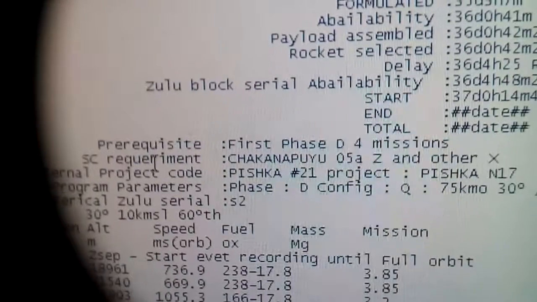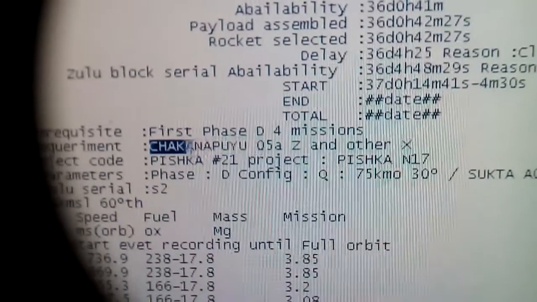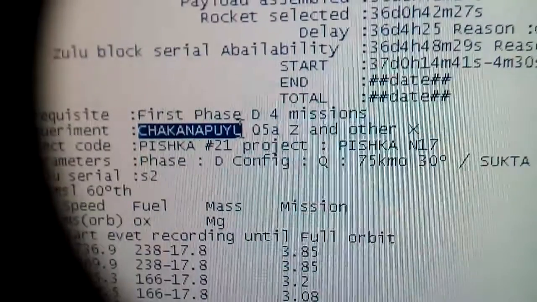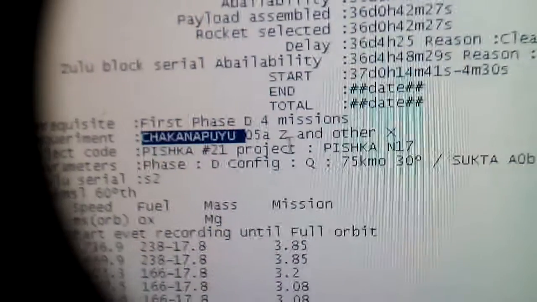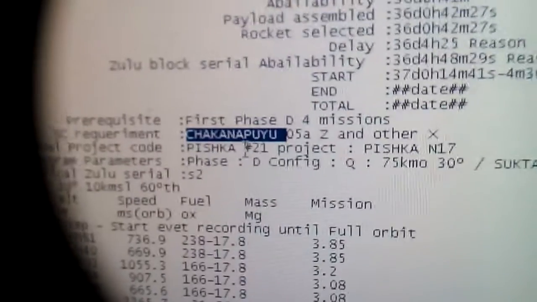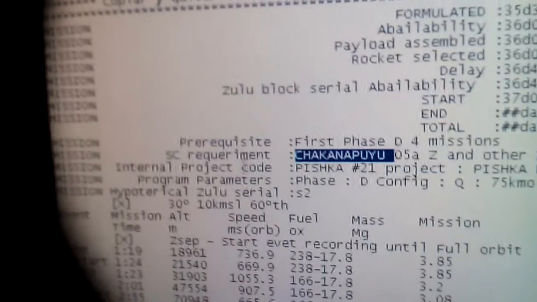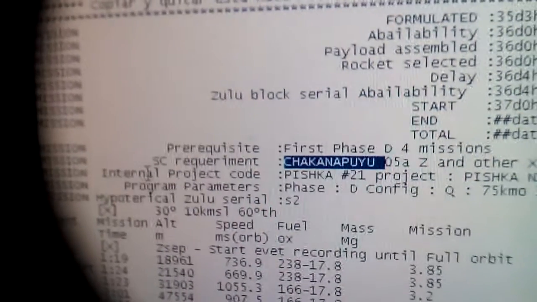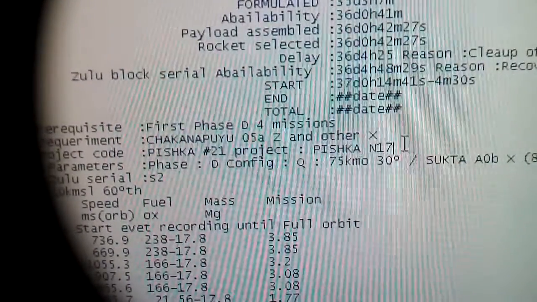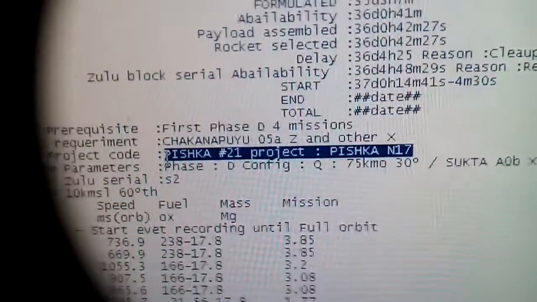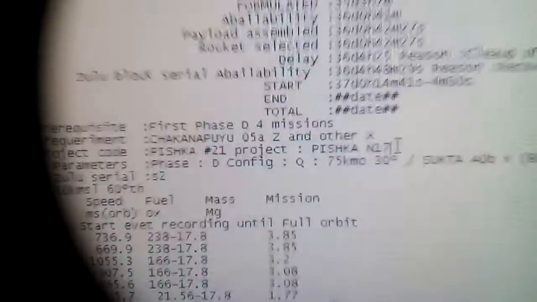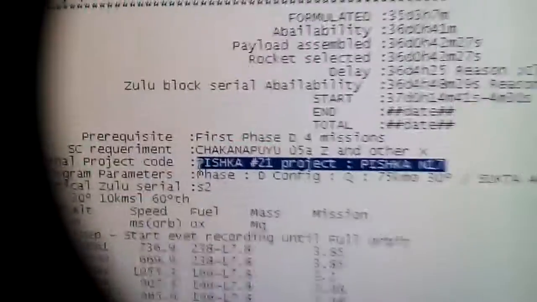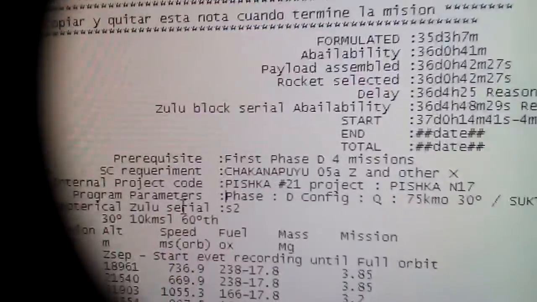The Starcraft spacecraft requirement is Chakanapuyu 05A zeta, zeta, and other X-ray. Is there another configuration with the rocket to make another kind of rocket to test the theories, the configuration, etc.? Internal project code, because these missions are mixed with the main missions of my space program. It needs to be specified what program is executing in this mission.